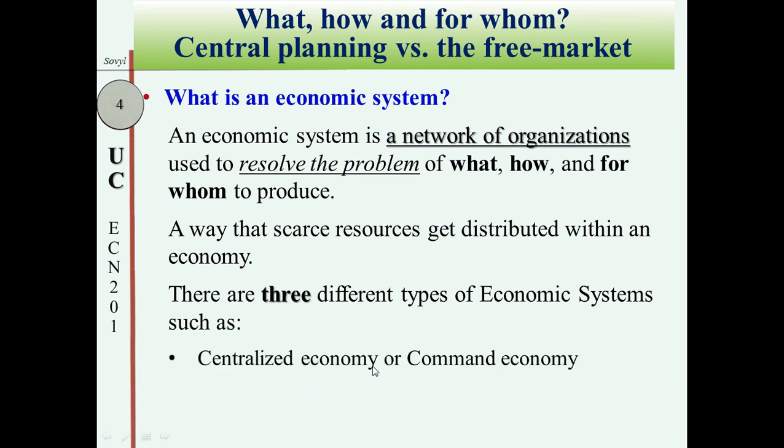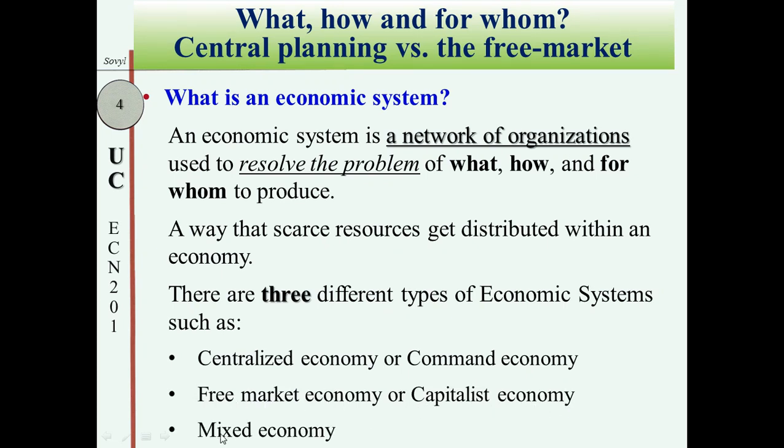Centralized economic system, command economy or command economic system, free market economy or capitalist economy, and mixed economy. So these 3 different types of economic systems are still available in recent years. That's why I raise only 3.